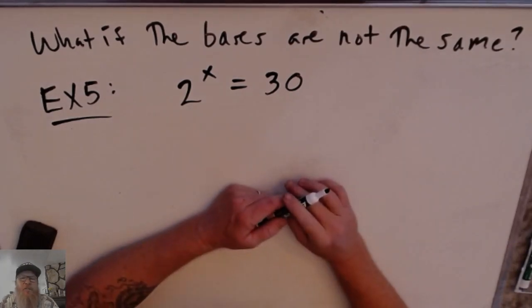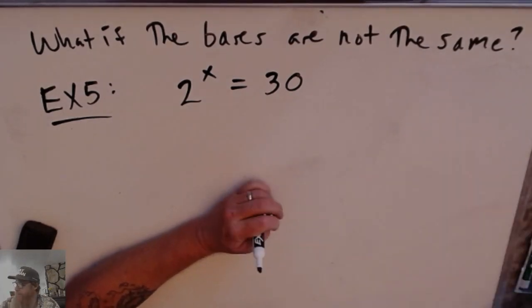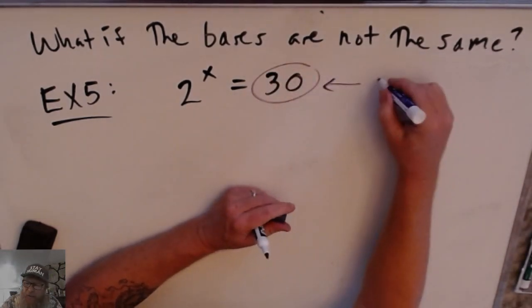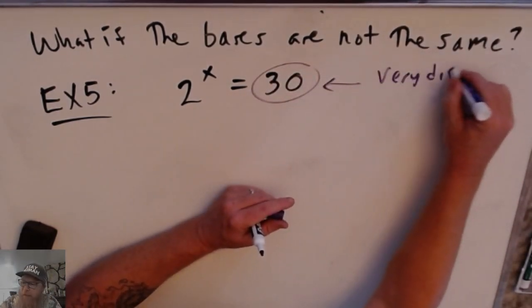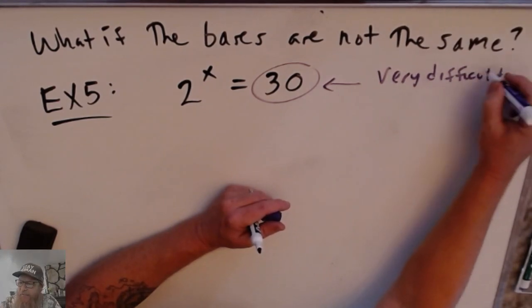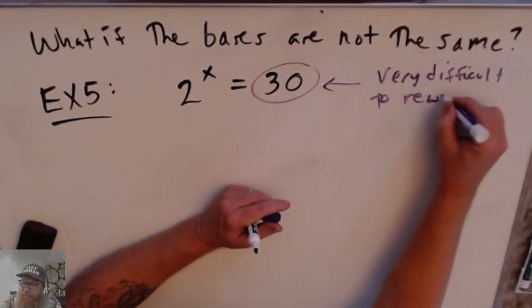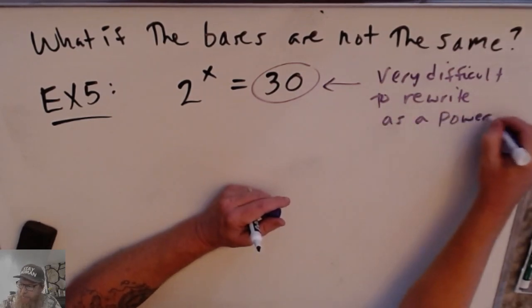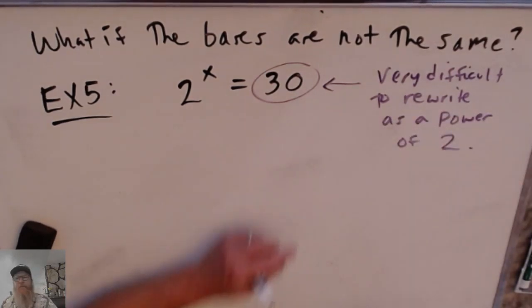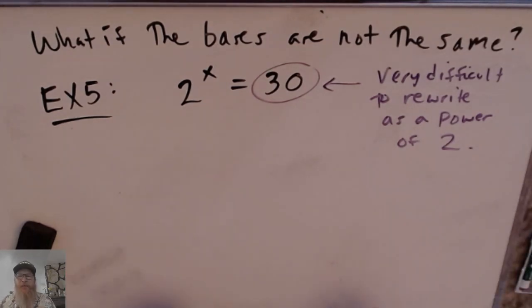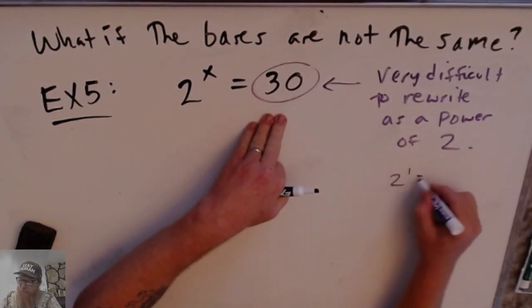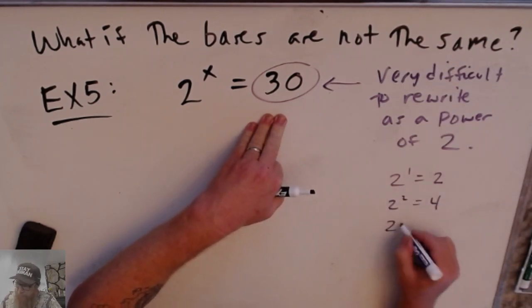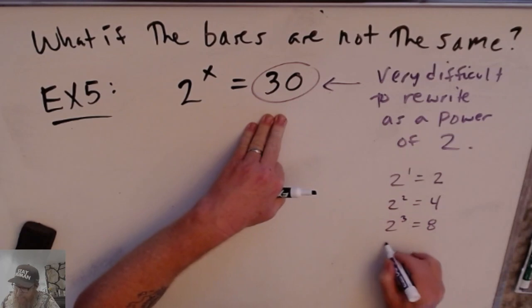So I've got something like 2 to the x is 30. And you could try all day, but it is very difficult. It's not impossible, but it's very difficult to rewrite 30 as a power of 2. Think about why. 2 to the first is 2. 2 to the second is 4. 2 to the third is 8.